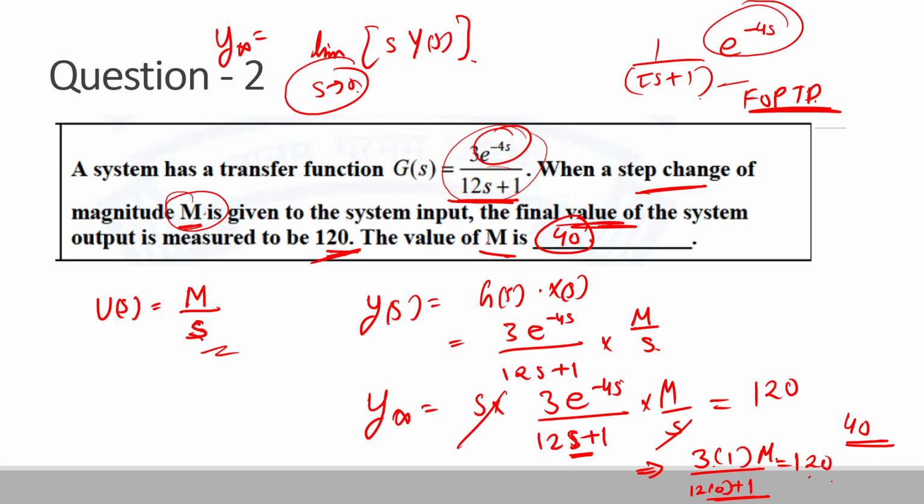So this question discussed the final value of the system, and also we covered the step change. So step change is represented by m by s.